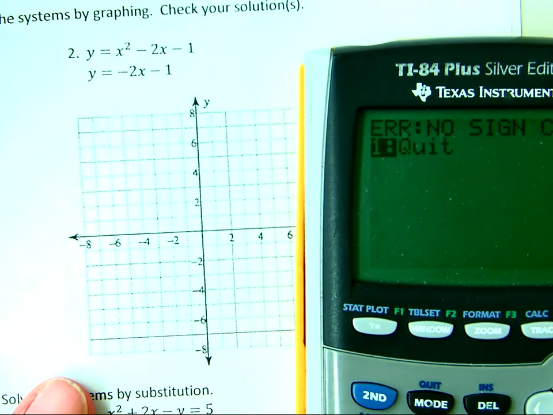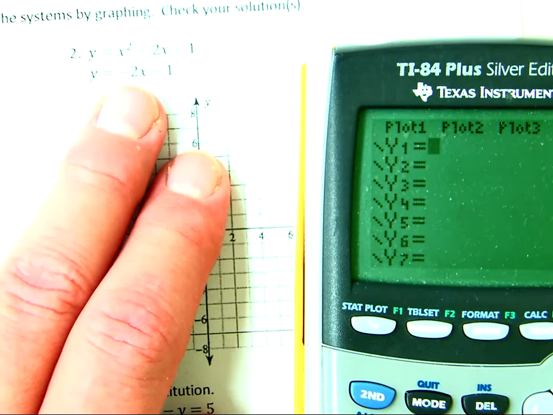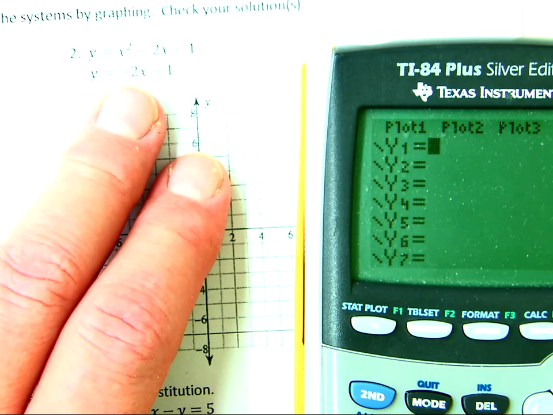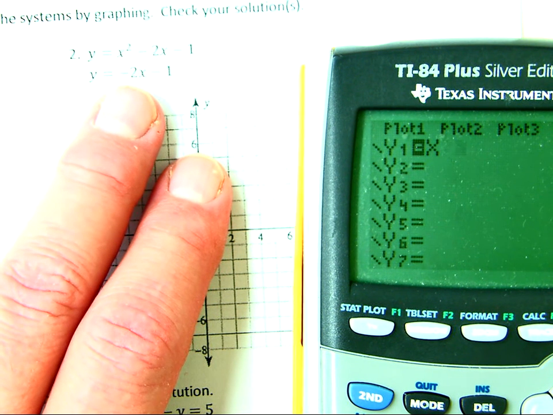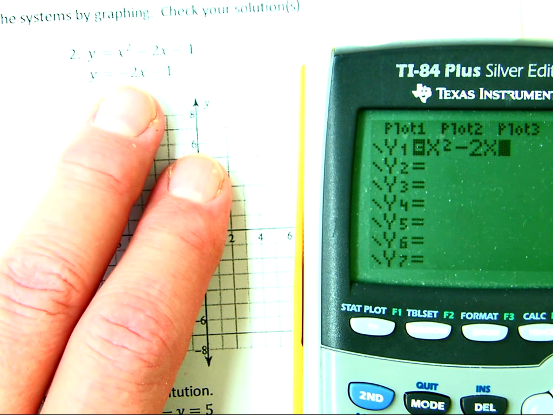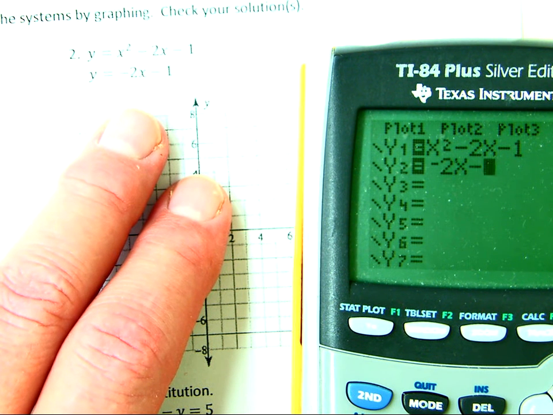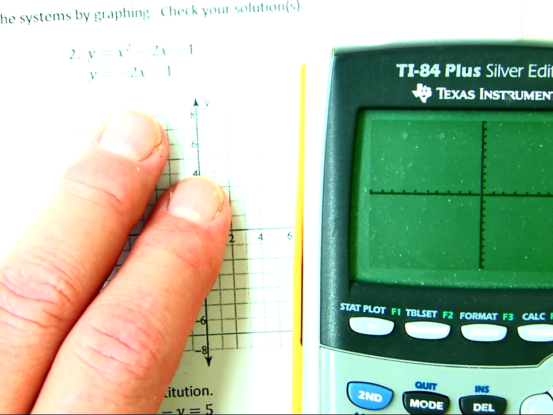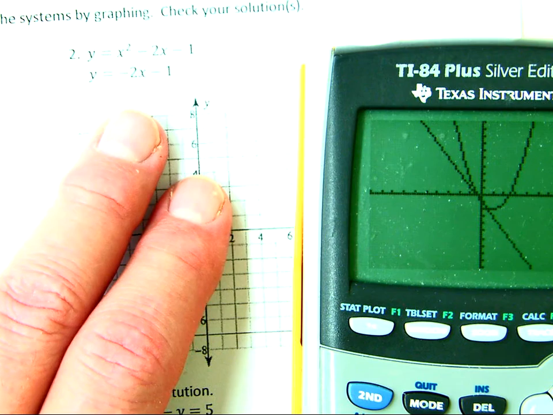So again, go to y equals, clear those off. I'm going to put the first one. I checked that other one twice because you never know if you made a mistake somewhere. So here I'm going to go x squared minus 2x minus 1. And then the other one is negative 2x minus 1. So we graph that. Again, the first one's a quadratic, so it's a parabola. The second one is a line.